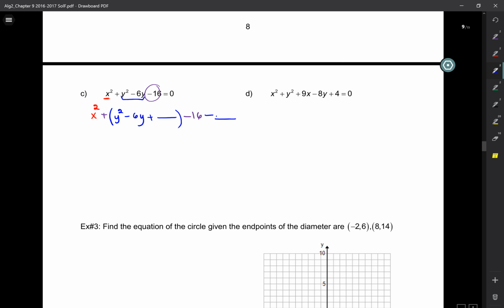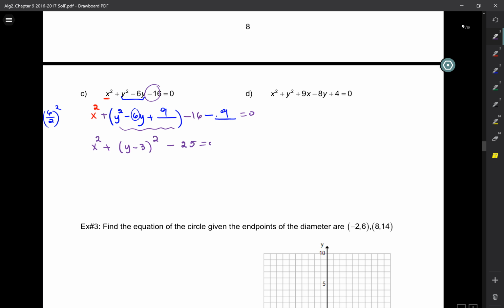How do you find that number again? Do you divide 6 by 2? Yes. You divide 6 by 2. Okay, so now, we're going to divide 6 by 2 and square it, and we're going to get 9 and 9. So now I get x squared plus, can I factor this? y minus 3 squared minus, how much is that? 25.